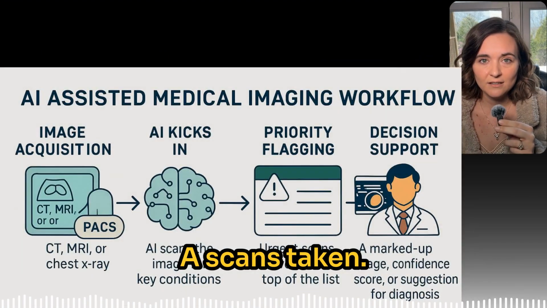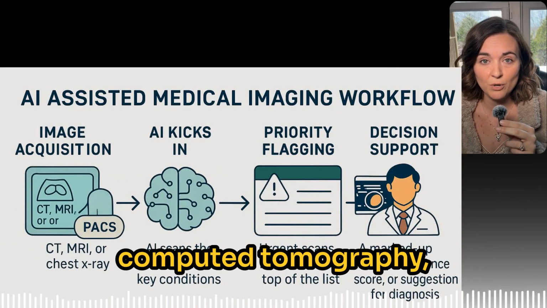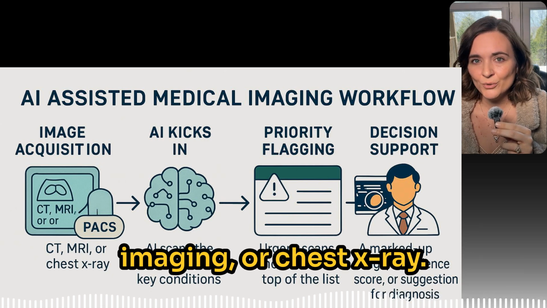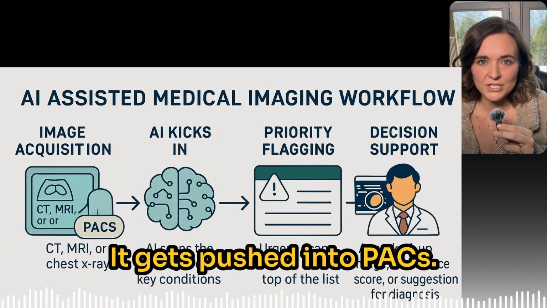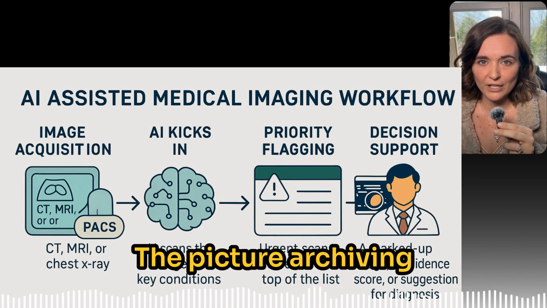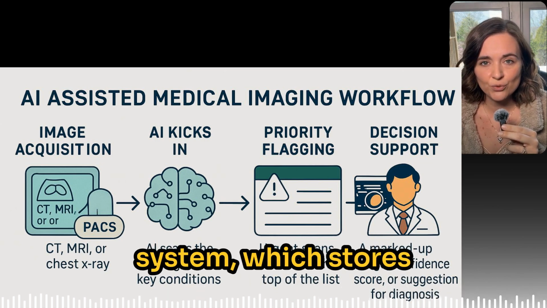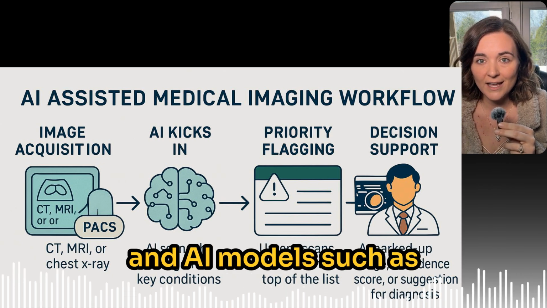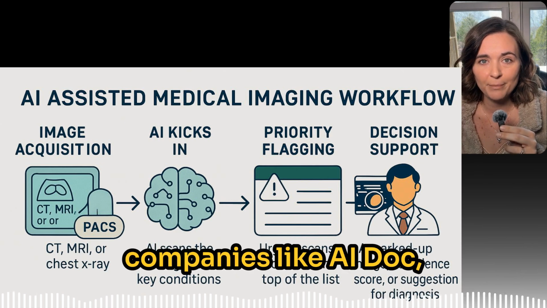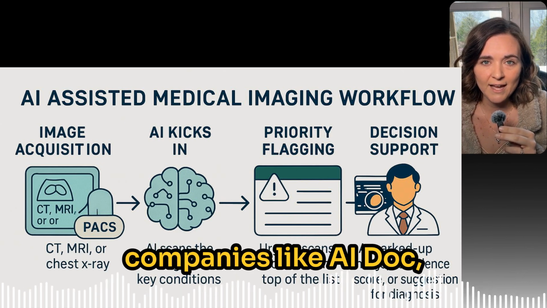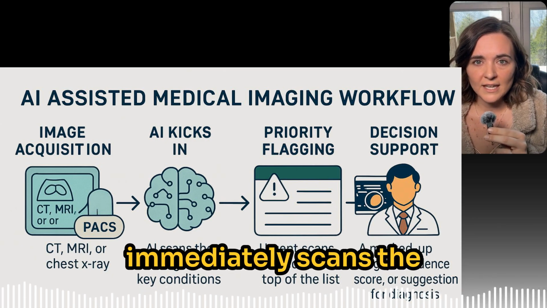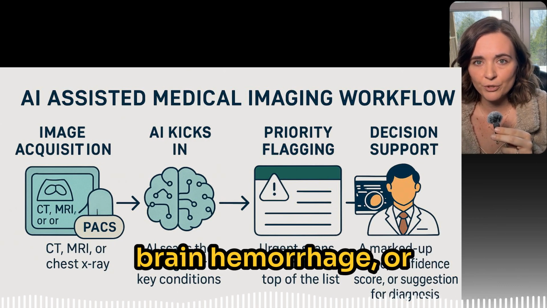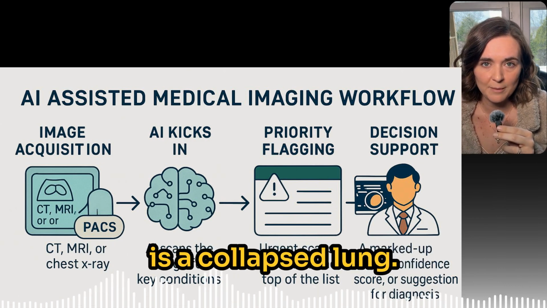A scan's taken. This could be a CT, computed tomography, MRI, magnetic resonance imaging, or chest x-ray. It gets pushed into PACS, the picture archiving and communication system, which stores and organizes medical images. AI kicks in. An AI model, such as those developed by companies like Aidoc, immediately scans the image for key conditions like pulmonary embolism, brain hemorrhage, or pneumothorax, which is a collapsed lung.